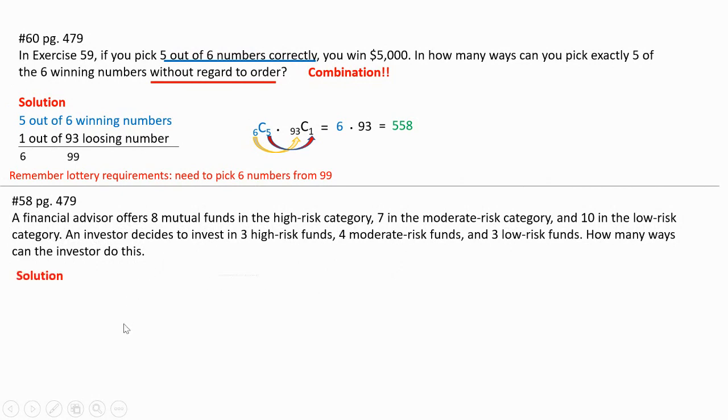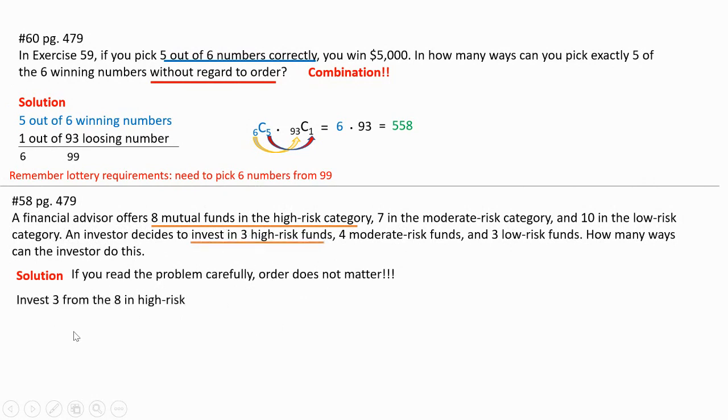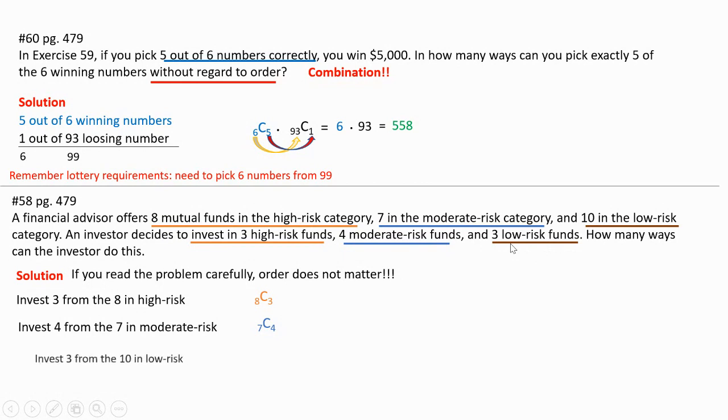Okay, so let's do solution. If you read the problem carefully, order does not matter. So for the first one, we have 8 mutual funds in high risk. We want to get 3. So it's going to be 8 combination 3. Then in moderate risk, we got 7, right? We're going to choose 4. It's going to be 7 combination 4. Then lastly, we have 10 in low risk, and we want to pick 3. So it'll be 10 combination 3.